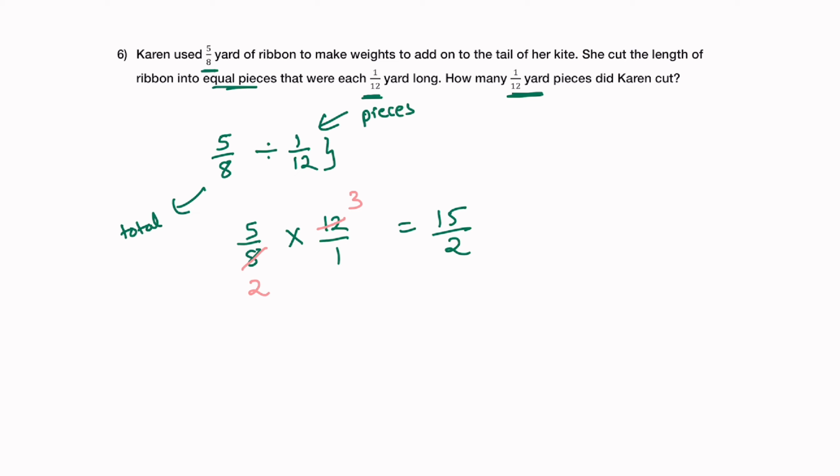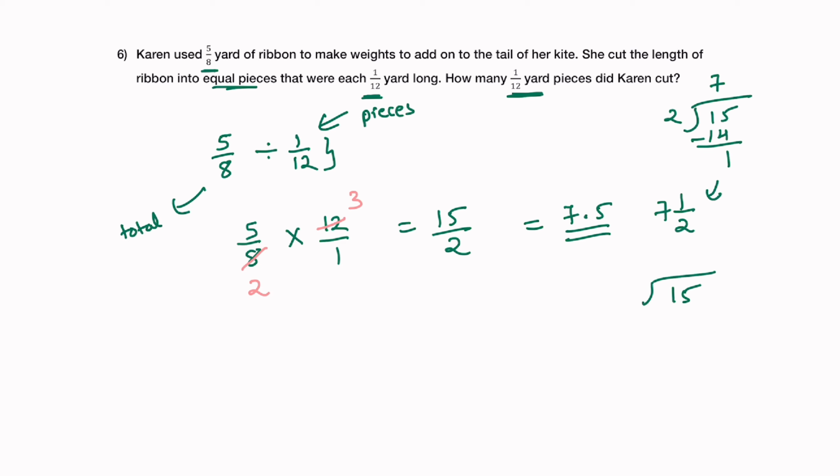Now 15 upon 2 will be how much? It's 7.5, or 7 1 upon 2. 15 divided by 2, that's 7 times 2 is 14 and 1 is left. So you get this format. Or if you go further, 1 is the remainder, you put 0 and you put the decimal. So that's 7.5.